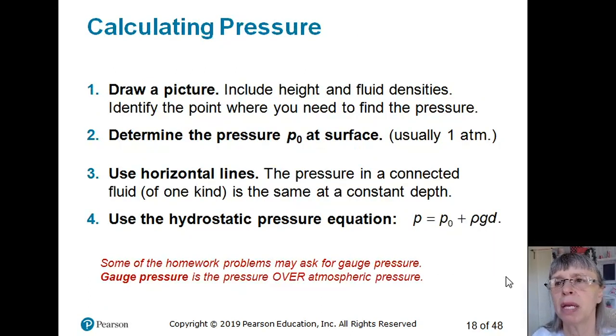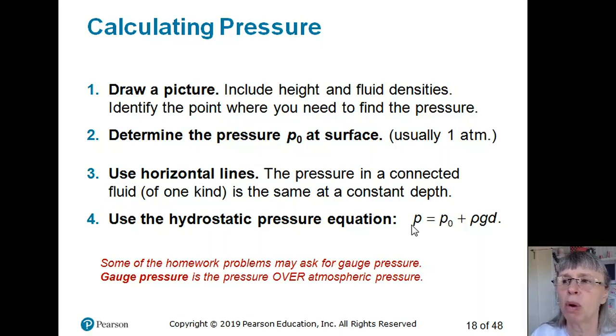So when we're calculating pressure in liquids, the easiest thing to do is draw a picture. Then we're going to be sure we mark that atmospheric pressure at the top of the liquid, usually 1 atmosphere unless the problem tells you otherwise. Then we're going to use horizontal lines. And the horizontal lines are used because we know the pressure along any horizontal line is going to be equal.